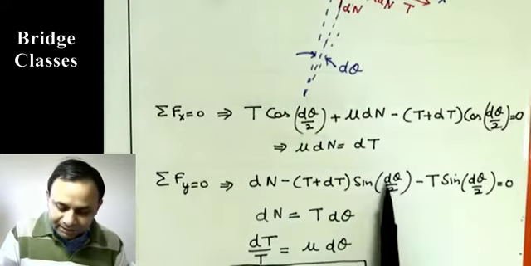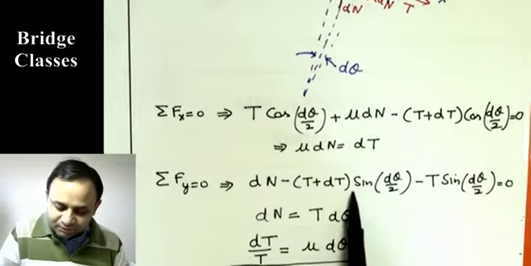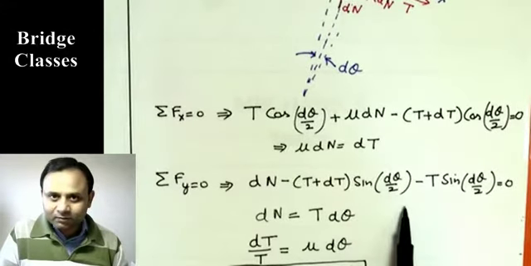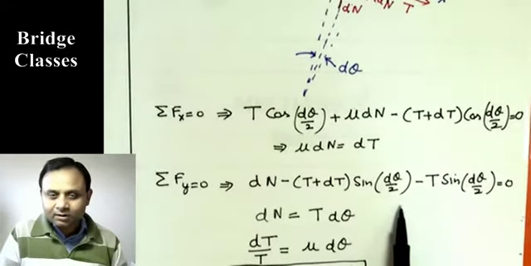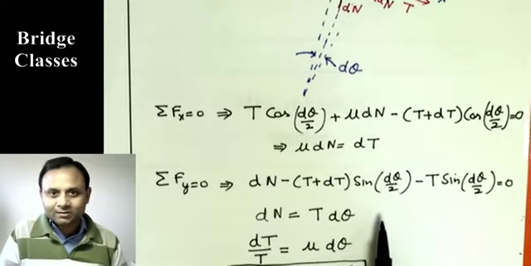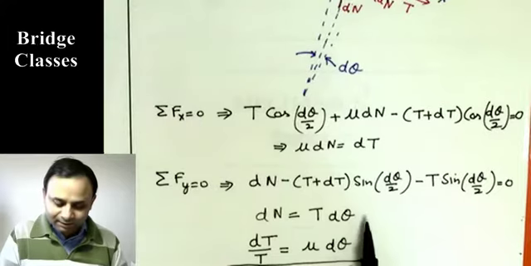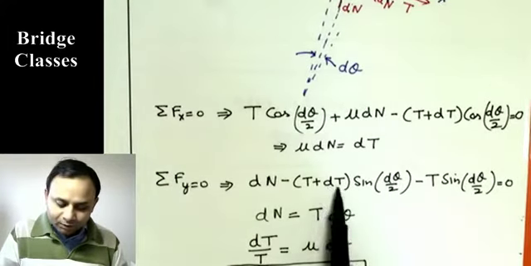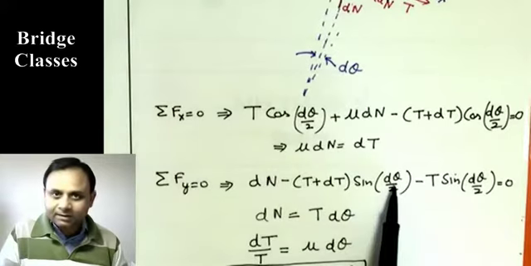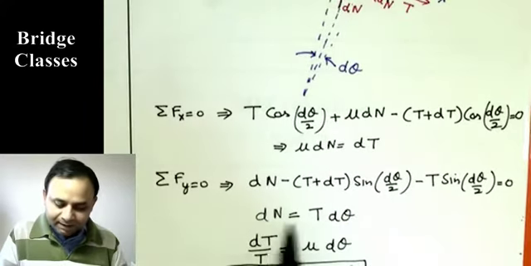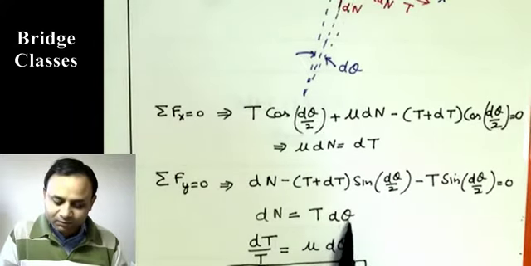Because d theta is small, instead of sine d theta by 2, we can just write d theta by 2, because when theta approaches 0, sine theta approaches theta, where theta is in radian. It is not in degree, it is in radian. If we do that, and we neglect the product of dT and d theta, because that is a higher order term, it's very small, we can neglect that. You get dN is T d theta by force balance.